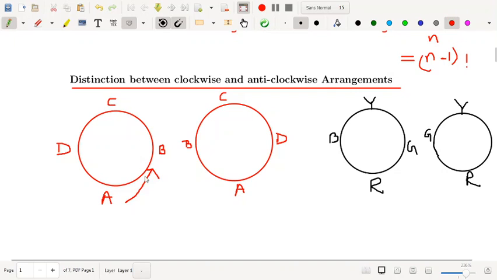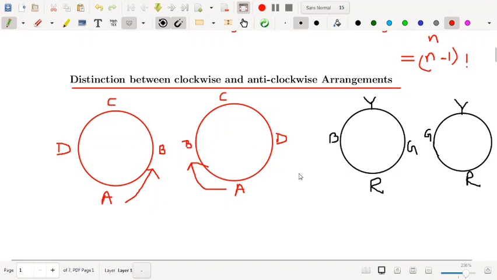Look at that, A, B, C, D in anti-clockwise direction. But if you arrange in clockwise direction, this is the arrangement A, B. These two arrangements are different. You look at that. In the first case, B is in the clockwise direction. In the second case, B is in the anti-clockwise direction. So these two arrangements are different.